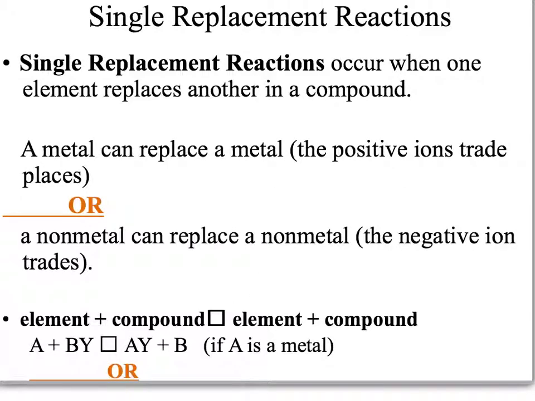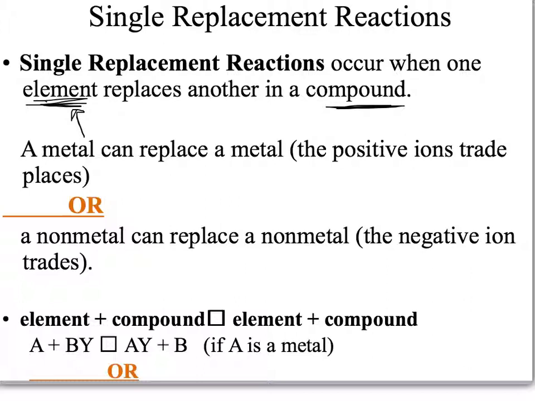Here's the actual definition of single replacement reactions, which you've already seen many times. A single replacement reaction occurs when one element replaces another in a compound. The element is the one that goes to the party by himself. The compound is somebody that is hooked up, if you will, and that element's going to come in and break them up.